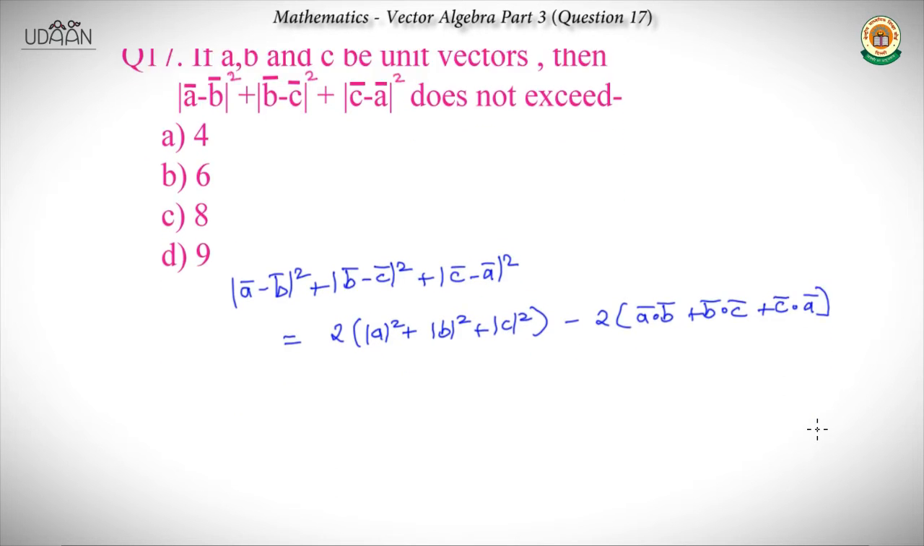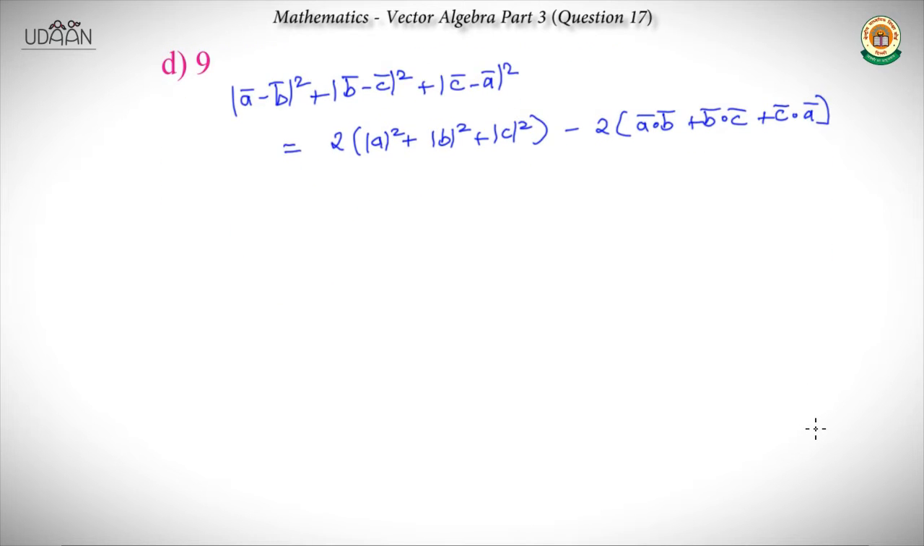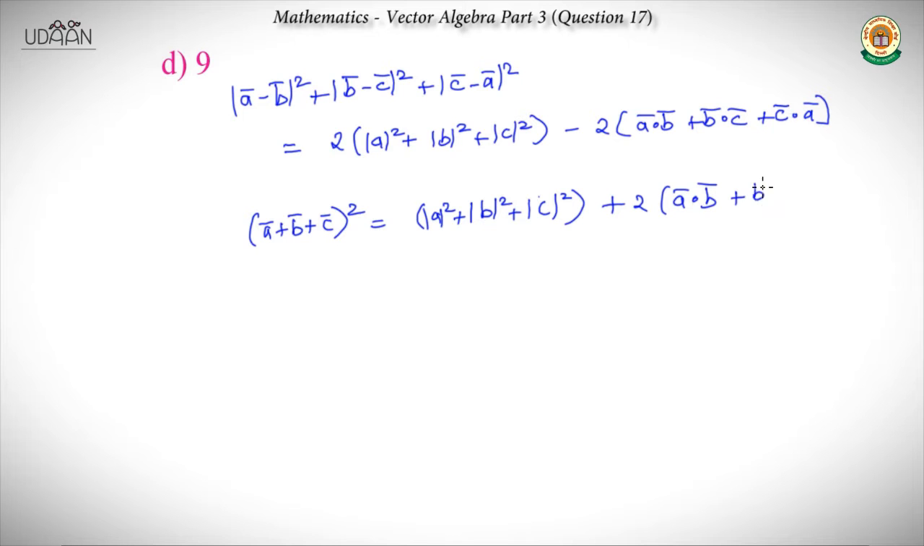Now we have to somehow introduce some inequality, as we have to find the maximum value. So we will begin with this. Let us assume a bar plus b bar plus c bar, and we will square it. It will turn out to be mod a square plus mod b square plus mod c square, plus 2 times a bar dot b bar plus b bar dot c bar plus c bar dot a bar. I am doing the square because the expression we have to find contains such terms. When we square a vector, it means taking a dot product with itself.